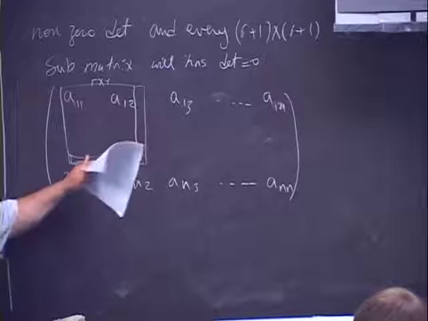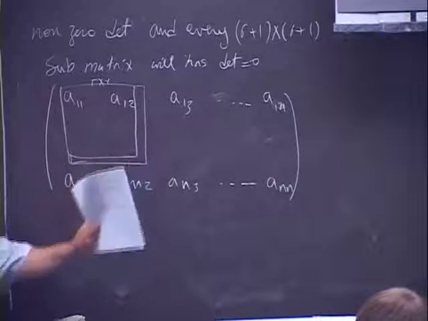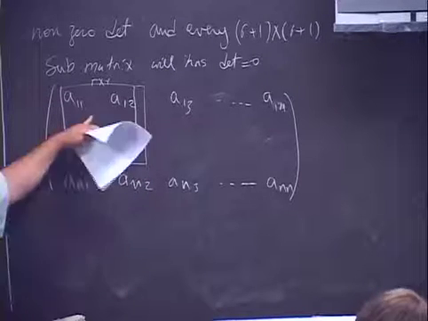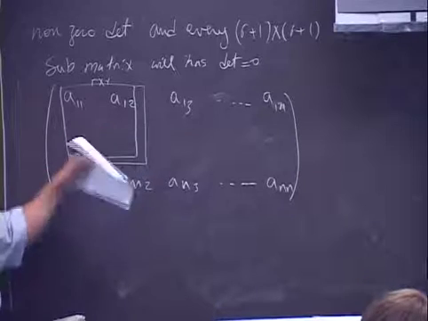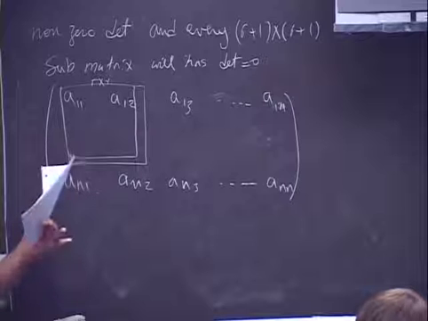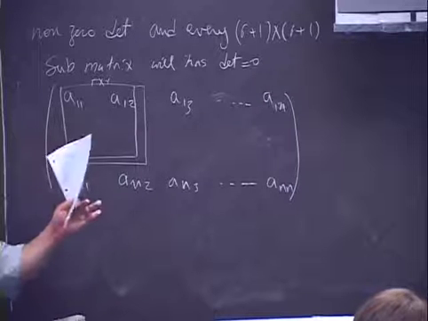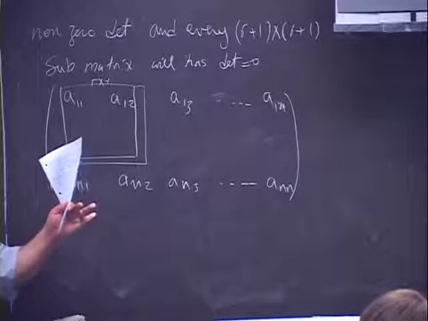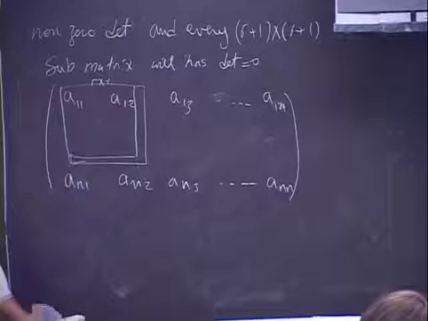So this is exactly the same for determinants. Instead of looking for linearly independent rows or columns, I will look for submatrices. What is the maximum submatrix that has a non-zero determinant?